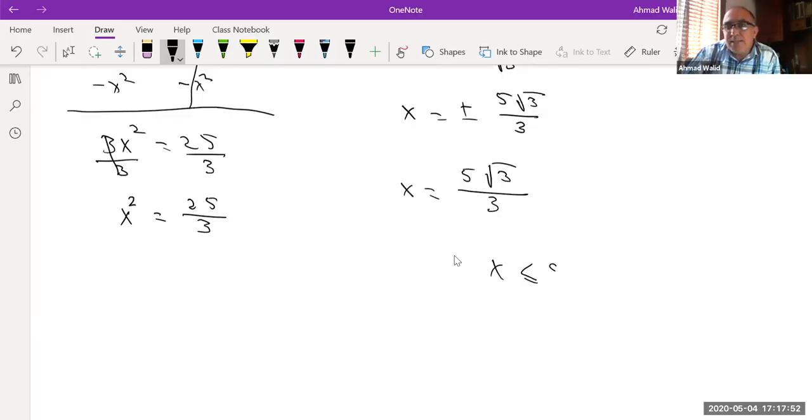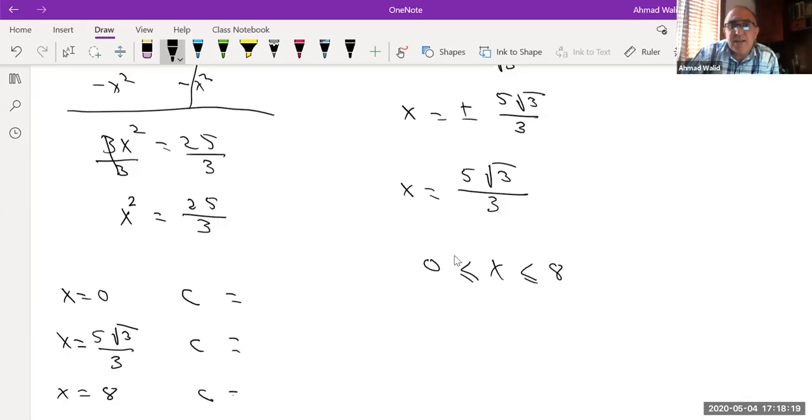The total kilometer was 8, and on the other side, it can be 0, right? These are your endpoints. Now you have to check. When x equals 0, how much is the cost? When x is equal to 5 radical 3 over 3, how much is the cost? And when x is equal to 8, how much is the cost? You have to calculate all these costs for me. It means plug these numbers back into the cost function.